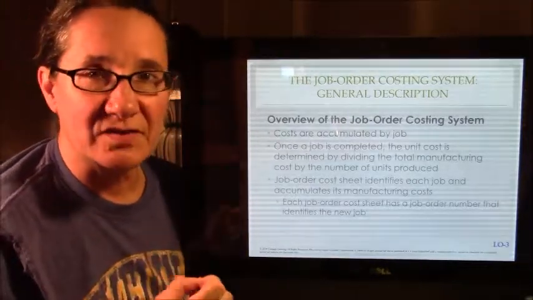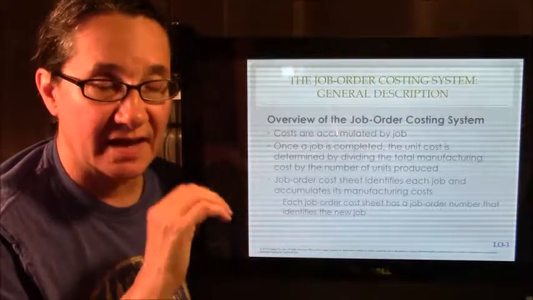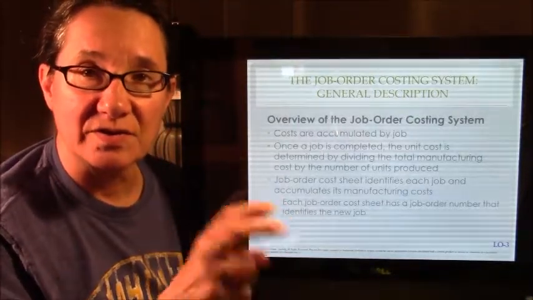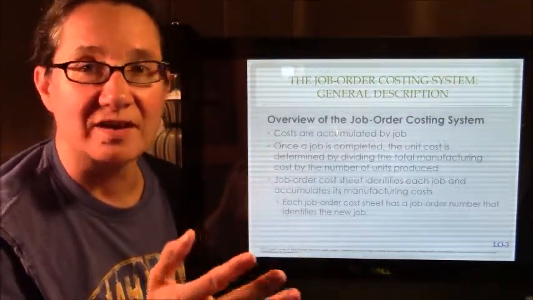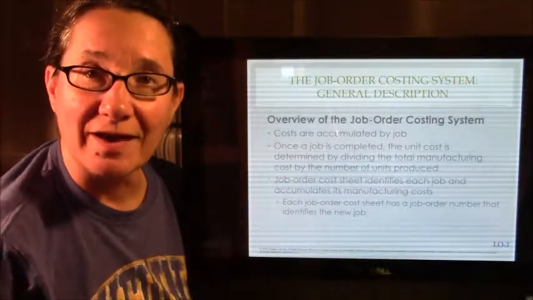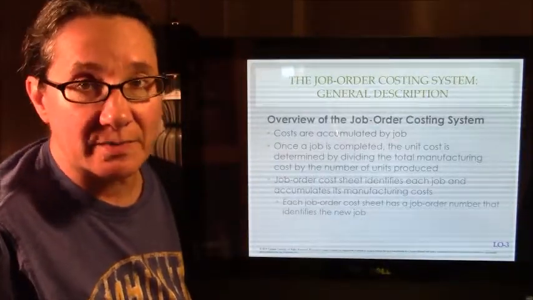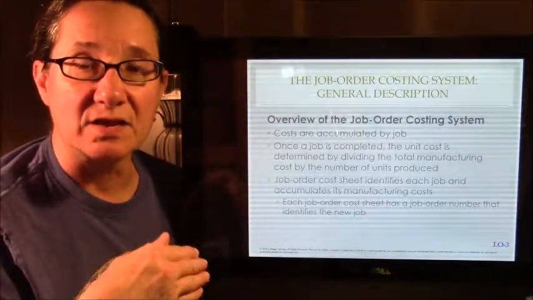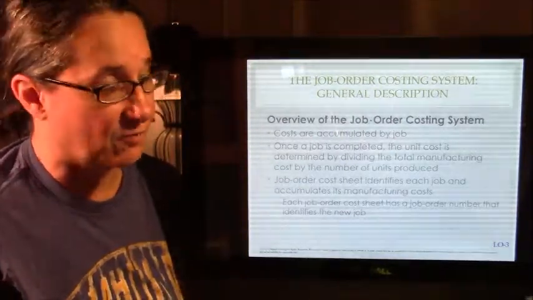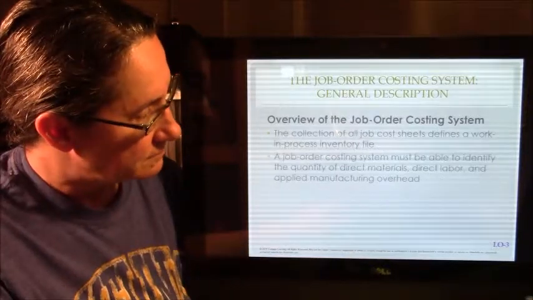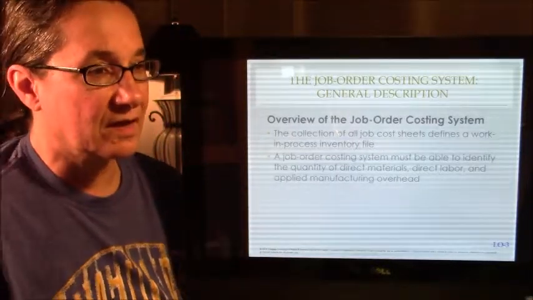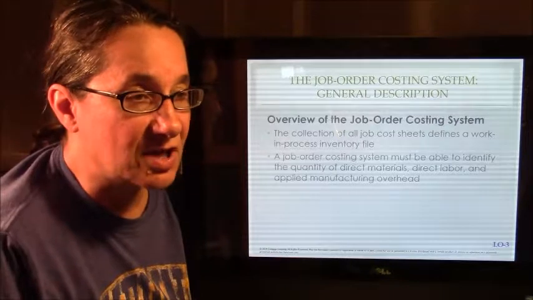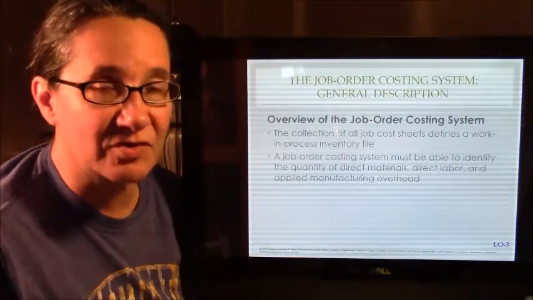So typically they have something they'll call a job cost sheet, and it lets you track your direct materials, direct labor, and your overhead based on whatever rate it is you're using. Whether it's a plant-wide rate or whether you're doing activity-based costing, your job sheet will let you accumulate that overhead. Okay, so the collection of all job sheets defines a work-in-process inventory file.